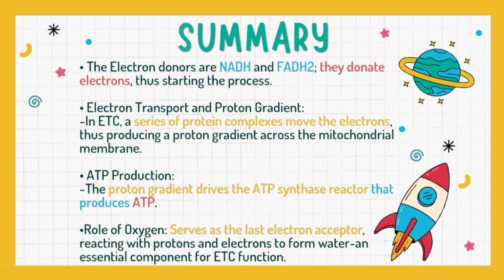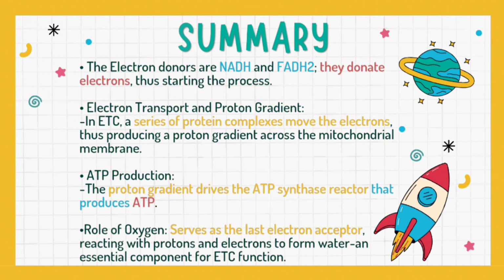ATP production. The proton gradient drives ATP synthase, the enzyme that produces ATP. The proton gradient represents a form of stored energy. This gradient drives ATP synthase, an enzyme that uses the energy from the proton flow to synthesize ATP from ADP and inorganic phosphate.